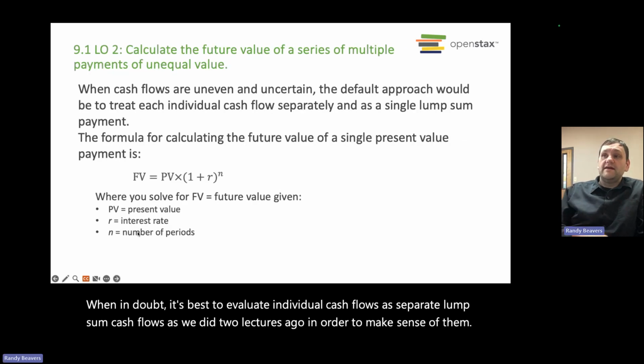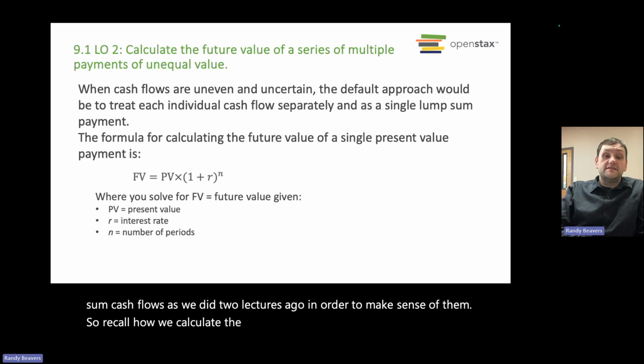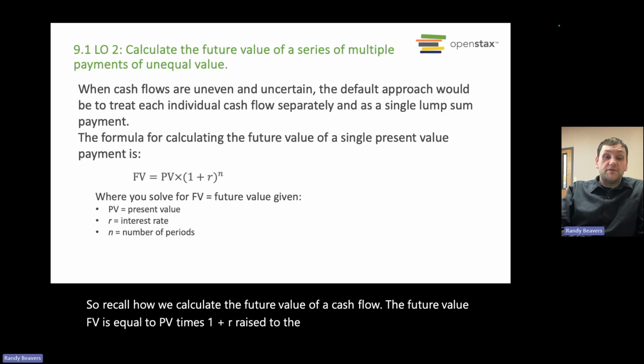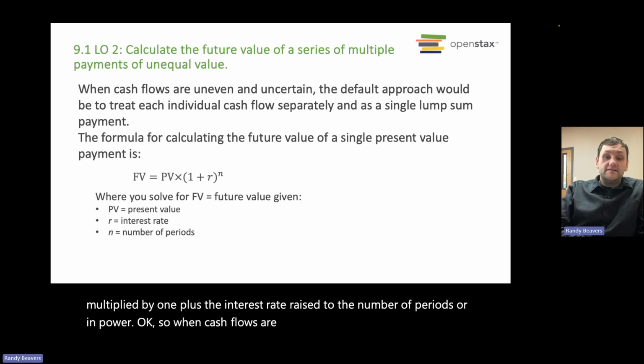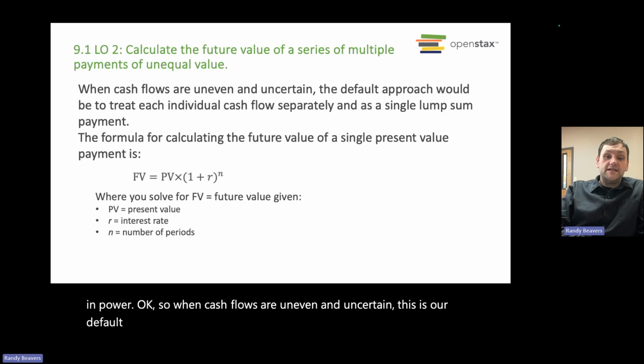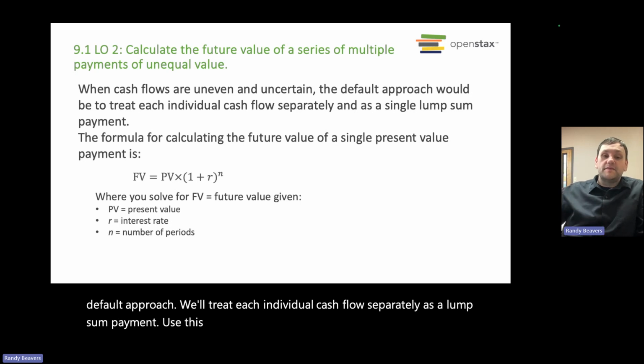So recall how we calculate the future value of a cash flow. The future value, FV, is equal to PV times (1 plus R) raised to the n, or the present value multiplied by 1 plus the interest rate raised to the number of periods, or n power. Okay. So when cash flows are uneven and uncertain, this is our default approach. We'll treat each individual cash flow separately as a lump sum payment, use this formula, and then add everything up at the end.